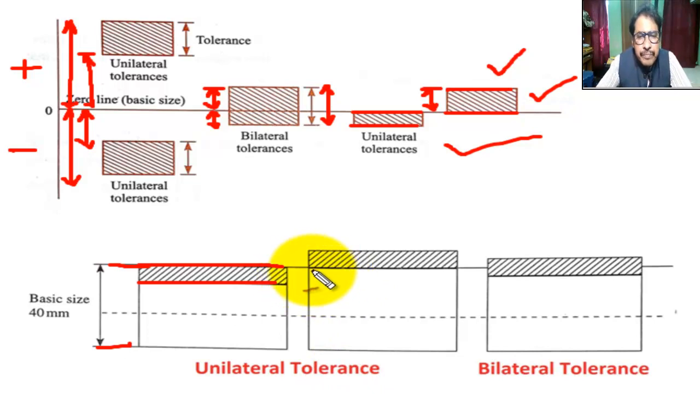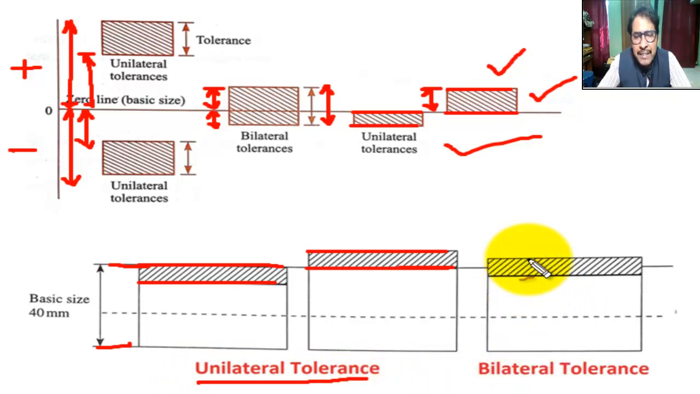Here the lower limit is 0, 0. That means basic size. The upper limit is above the basic size. Here the tolerance is above the basic size, so this is unilateral tolerance.